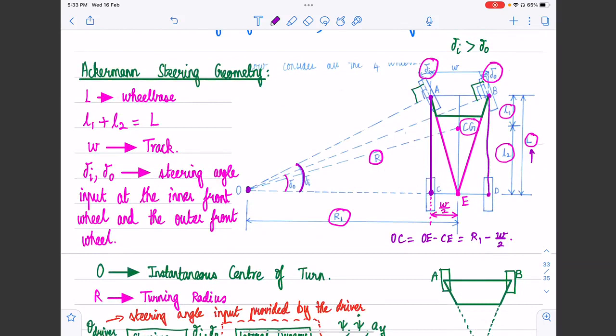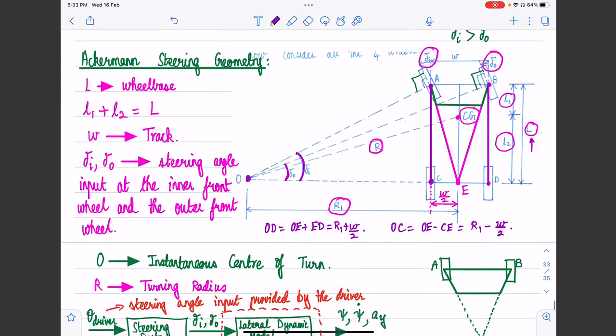Now, what will happen? I need to essentially look at angle BOD. Angle BOD is delta naught. And tan of delta naught is going to be BD by OD. And immediately OD we can easily write down similarly, saying that it's going to be OE plus E, and that's going to be equal to R1 plus W by 2. Right? I'm sure all of us can agree to that point. So let's write that.